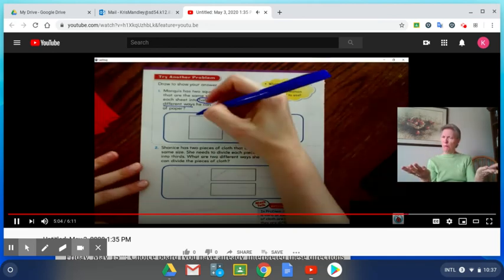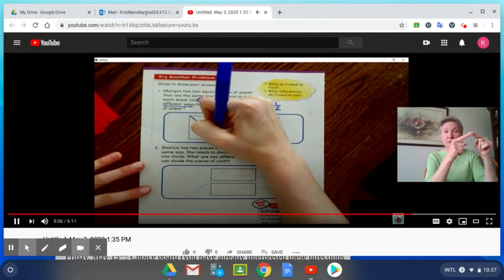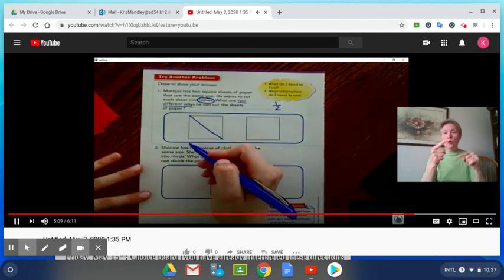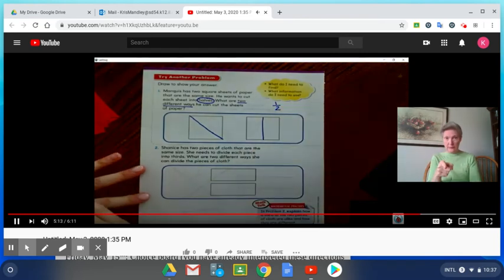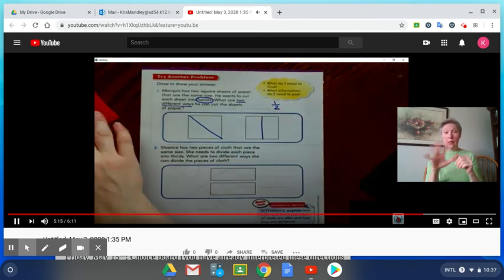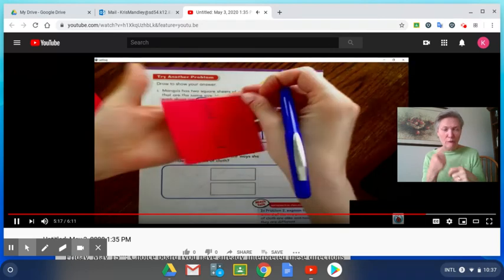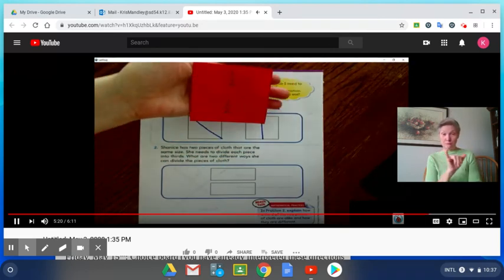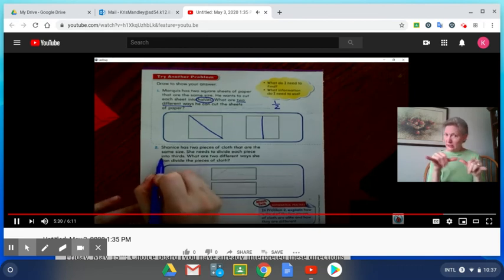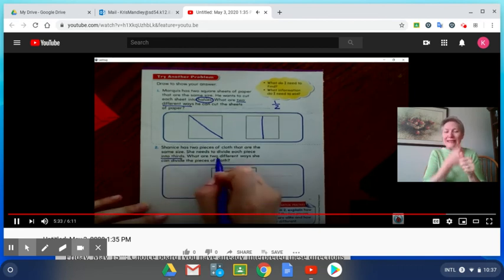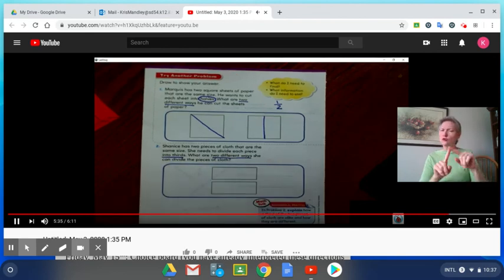So I can cut it this way and get 2 equal pieces, or I could cut it this way and get 2 equal pieces. There's another way that I could cut it. And if you were thinking you could cut it this way too, you're absolutely right. Let's take a look at the last question. It says Shanice has 2 pieces of cloth that are the same size. She wants to divide each piece into thirds. Okay, what are 2 different ways she can do this?